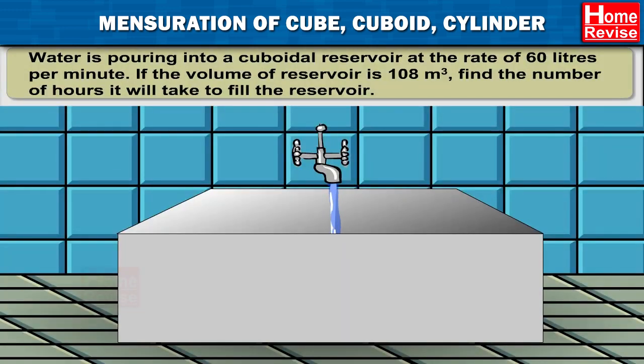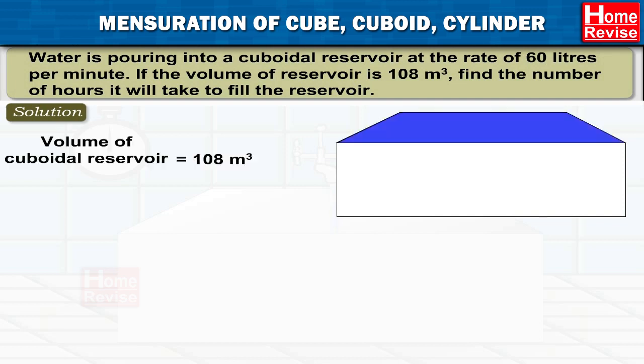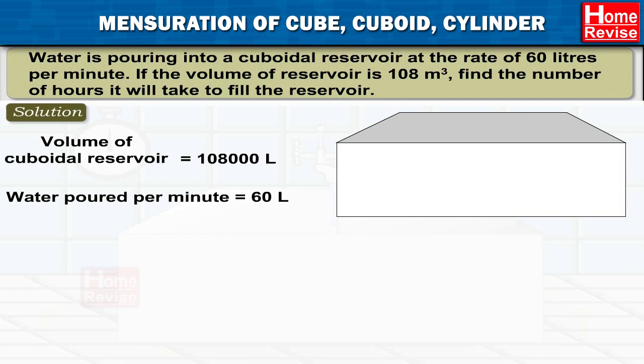Water is pouring into a cuboidal reservoir at the rate of 60 liters per minute. If the volume of the reservoir is 108 meter cube, find the number of hours it will take to fill the reservoir. Solution: volume of the reservoir is equal to 108 meter cube, that equals 108 × 1000 liters, that equals 1,08,000 liters. Water poured per minute is equal to 60 liters.